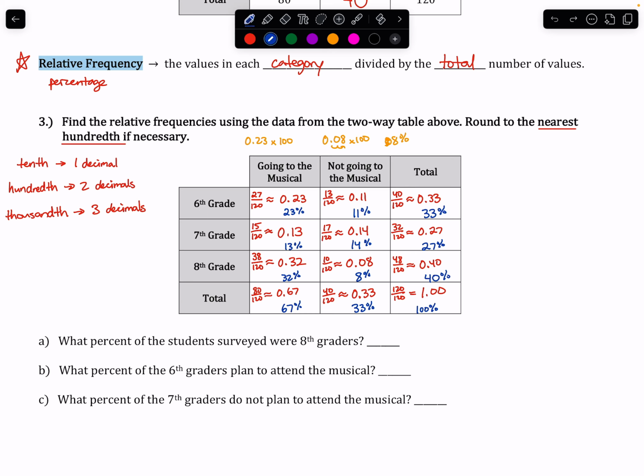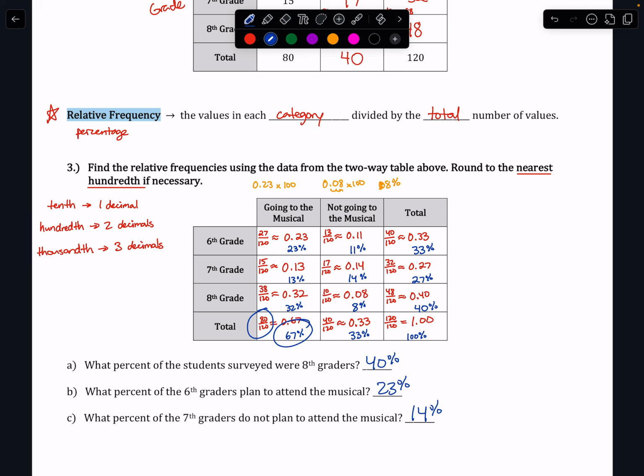So again, a relative frequency table now allows us to talk about percentages. So it might be helpful to say, okay, there are 27 kids not going to the musical, and 27 might seem like a lot, but it's only 23%, right? Not a huge percentage. Or, what does that mean if I say 80 kids are planning to go to the musical? That doesn't seem like too many kids, but 67 means it's 67%. That's more than half of the kids are going. That's useful information to know.